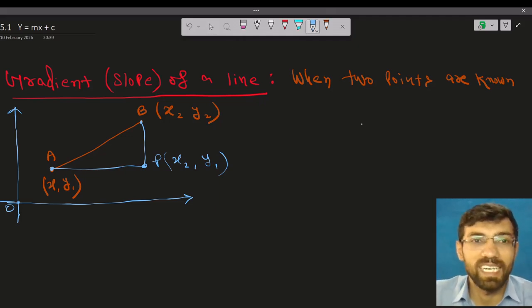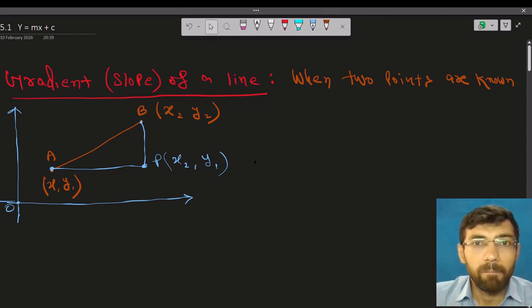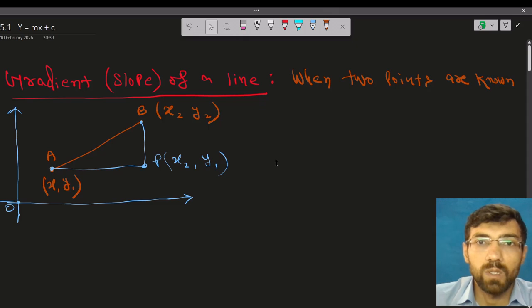So, hello students. Today we will learn the next part about straight lines. First we will start with understanding the gradient of a line. Gradient is a property of a straight line. Basically, gradient gives you an idea about the inclination of the line with the x-axis.